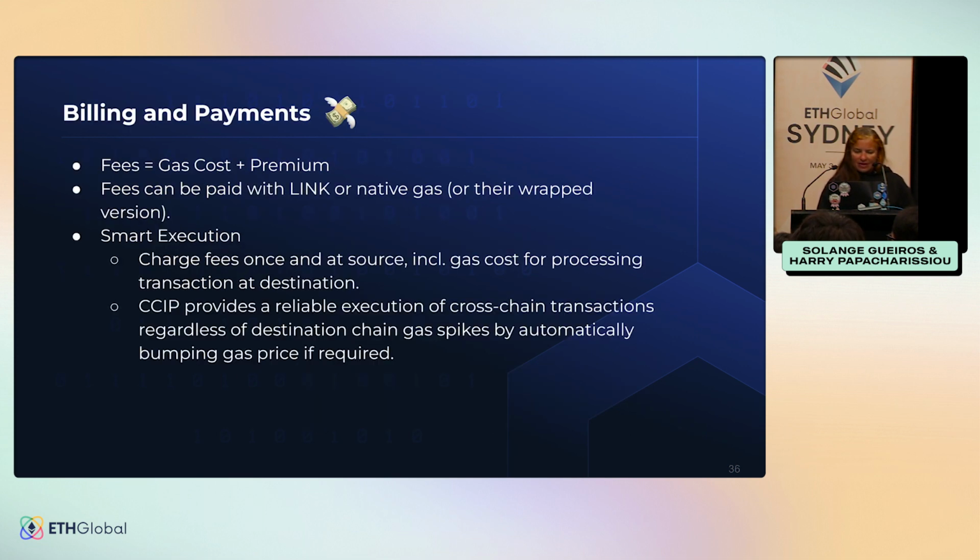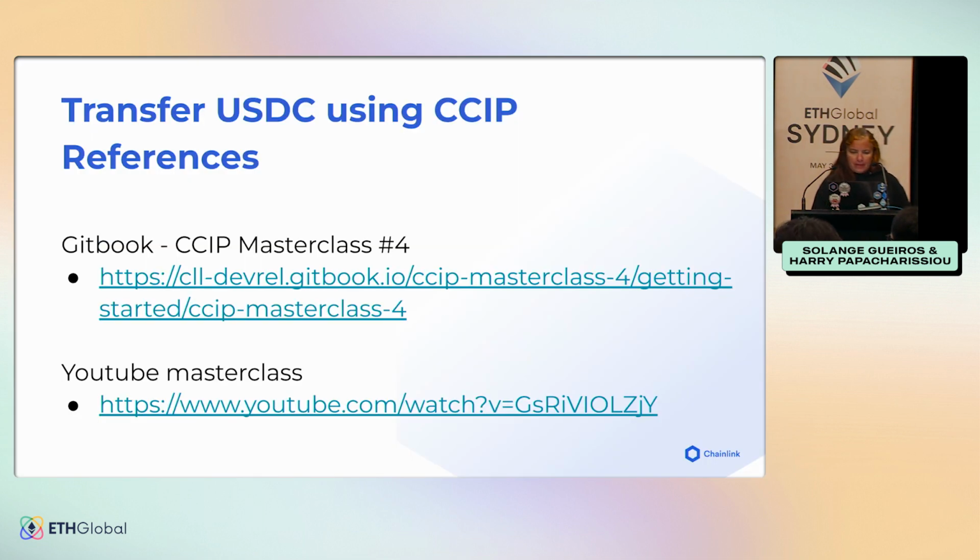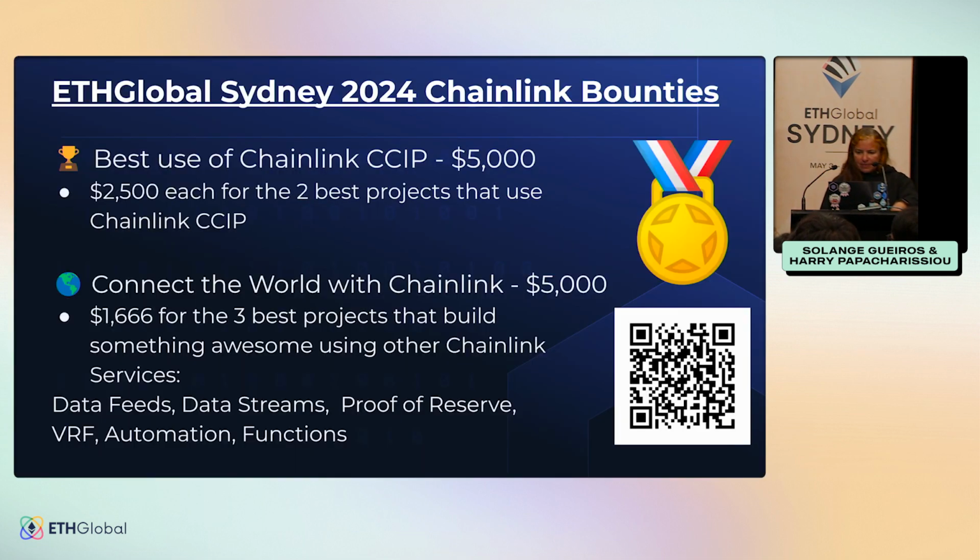And how am I paying for this? So you generally just have to pay once on the source chain, and as Sol said, you can pay in native, the gas token, or in Link. Perfect. And these are all the references related to what I did?